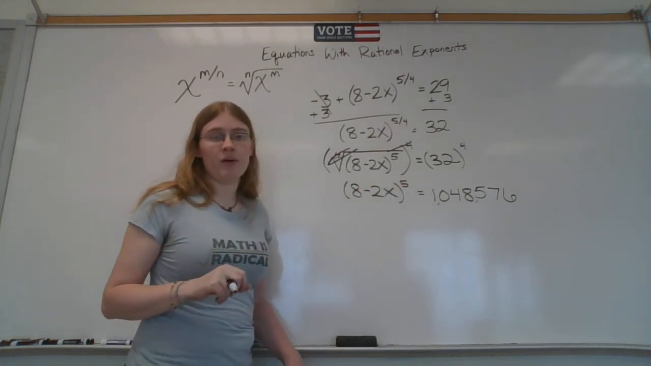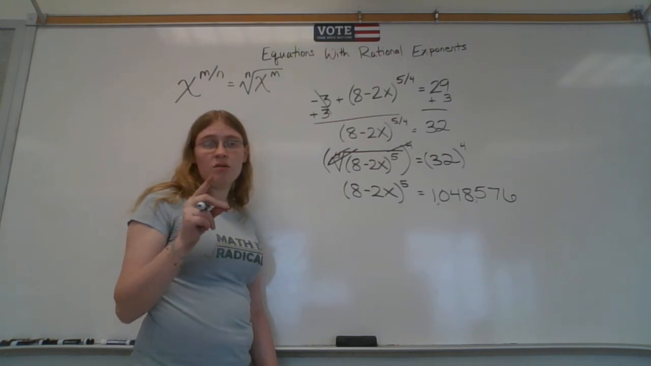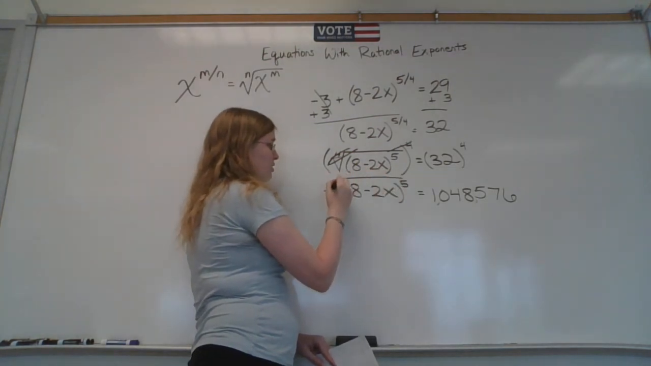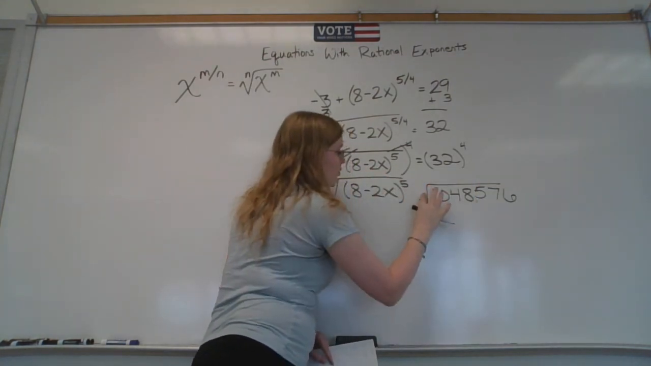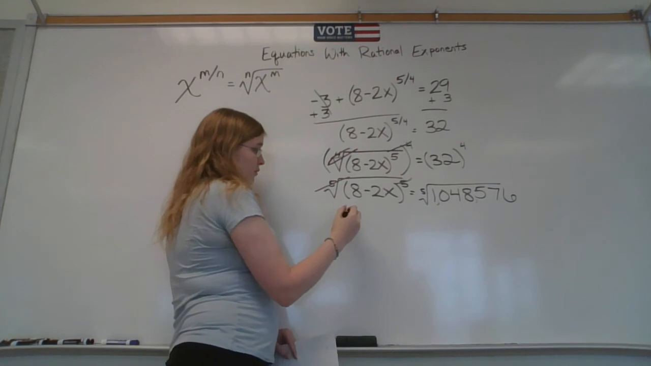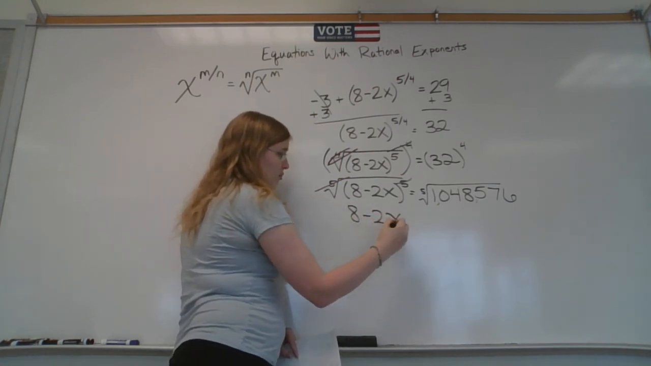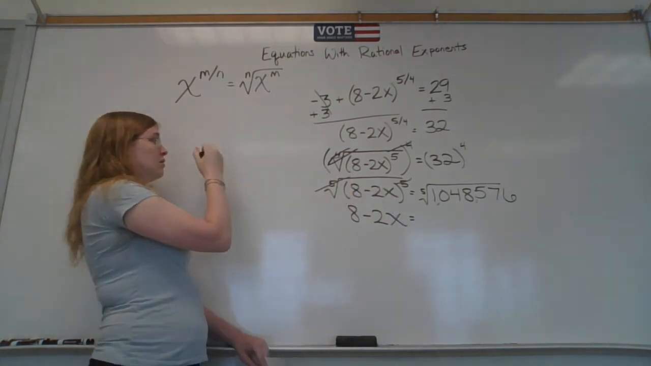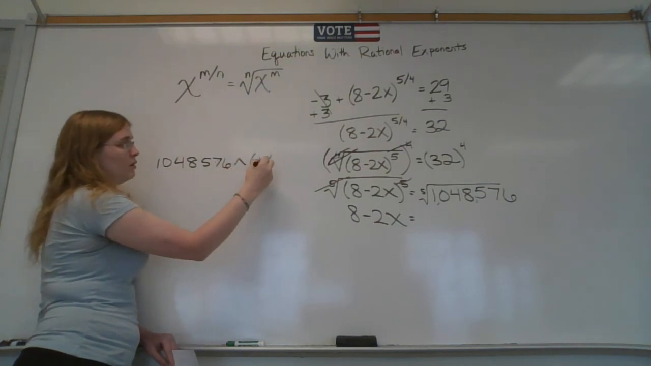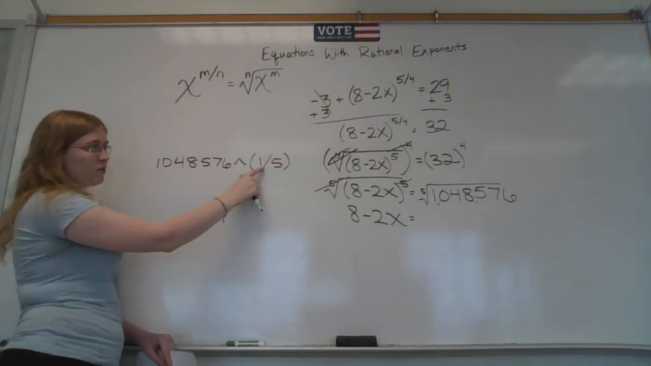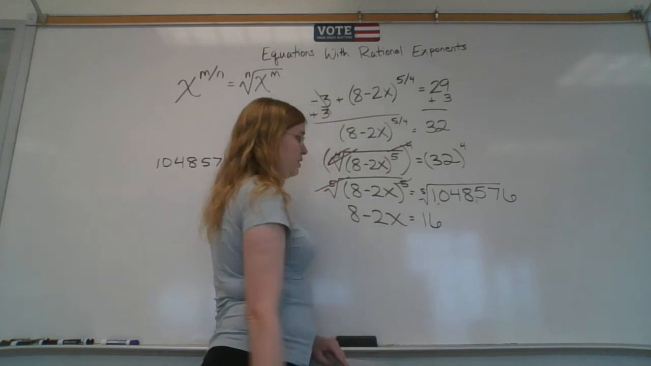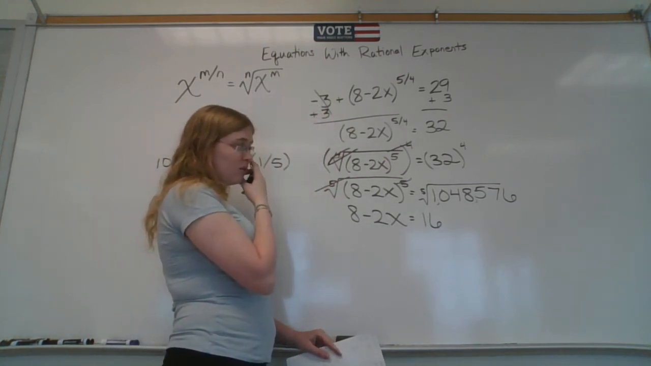Now, as quick as we made it giant, we can make it small again. Because this is to the 5th power, so we cancel out power with root. So we see 5th power, we cancel it out with 5th root. Fifth power and fifth root cancel out, so you're left with just your 8 minus 2x. If you enter in the calculator 1048576 to the power of 1 fifth, right? That's what fifth root is, power of 1 fifth. You will get 16. 8 minus 2x equals 16.